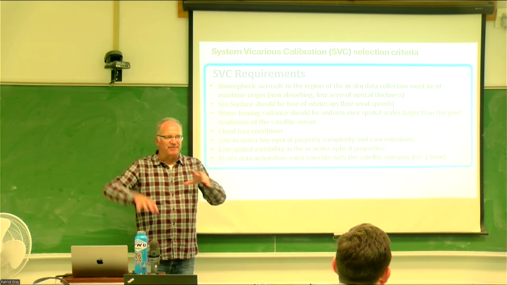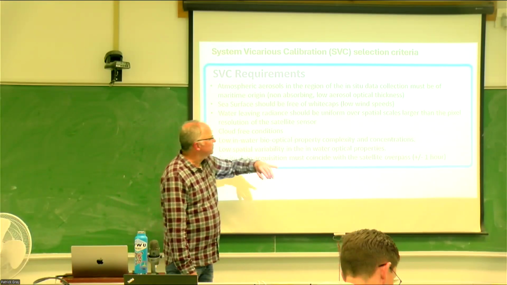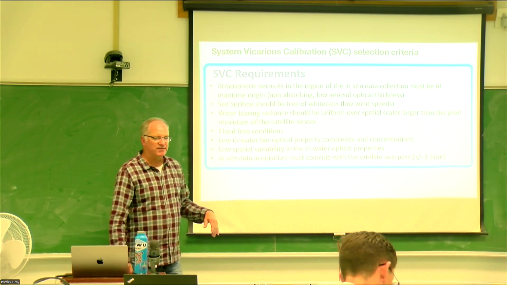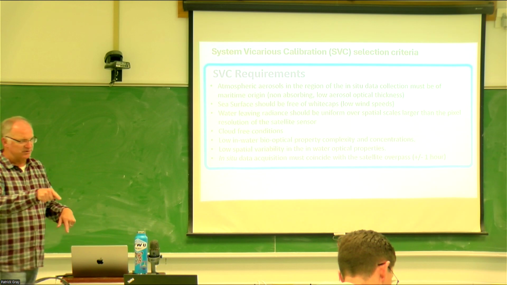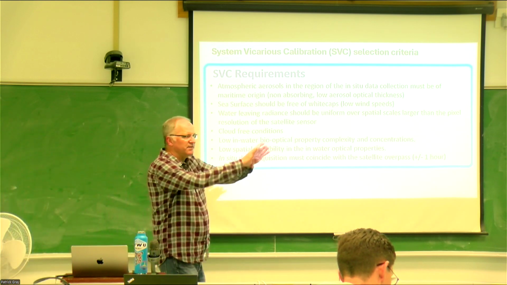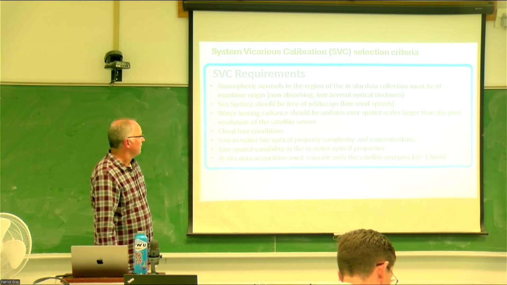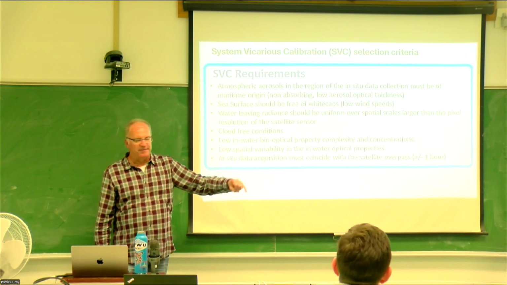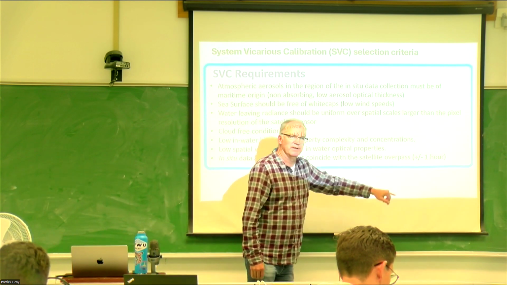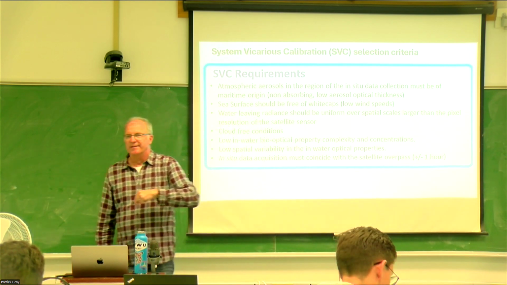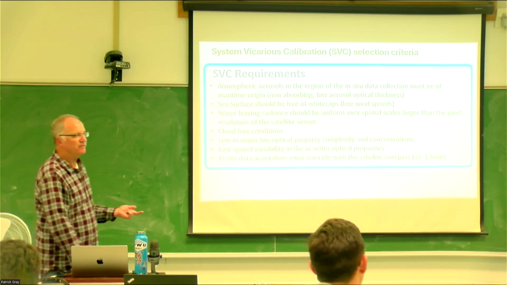You don't get all those speckle effects as part of your in situ measurement. Water-leaving radiance gradient should be over spatial scales larger than the pixel resolution. Usually it's a 5 by 5 kilometer box centered around your measurement, so the radiance has to be completely the same across that. Can't have any clouds, obviously. Can't have any variability in the optical properties. And by the way, you have to have less than, I think it's 0.5 micrograms per liter chlorophyll in the water.